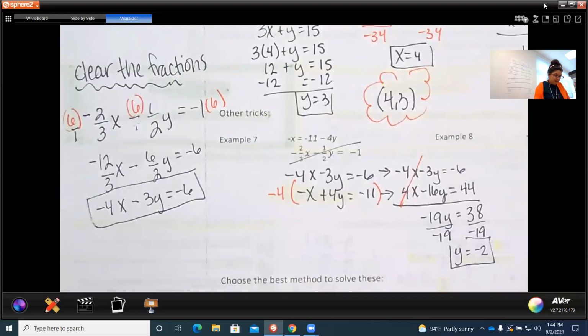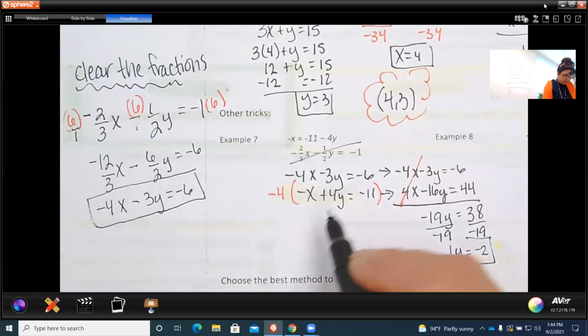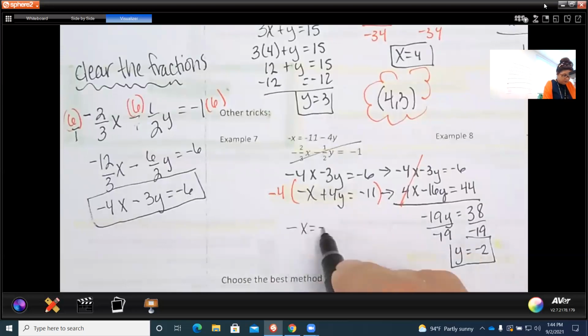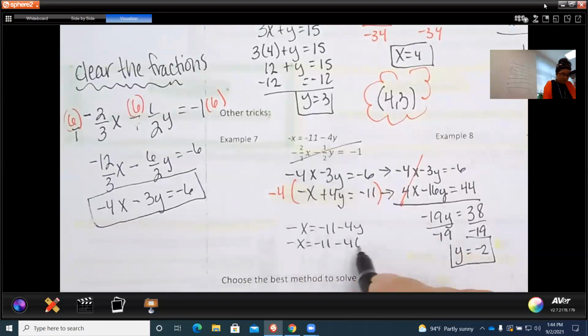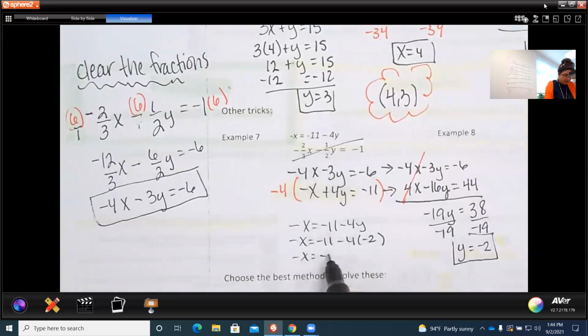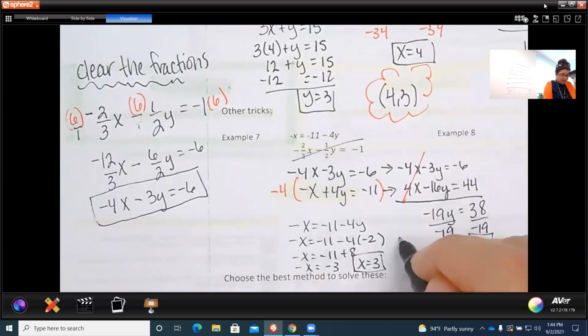Nope, I have to find x. So I'm going to use that top equation. I now know that y is equal to -2. So I'll just simplify that. So I have -x equals -11 plus 8. It's -x equals -3. So x equals +3. So what's my answer? 3, -2.